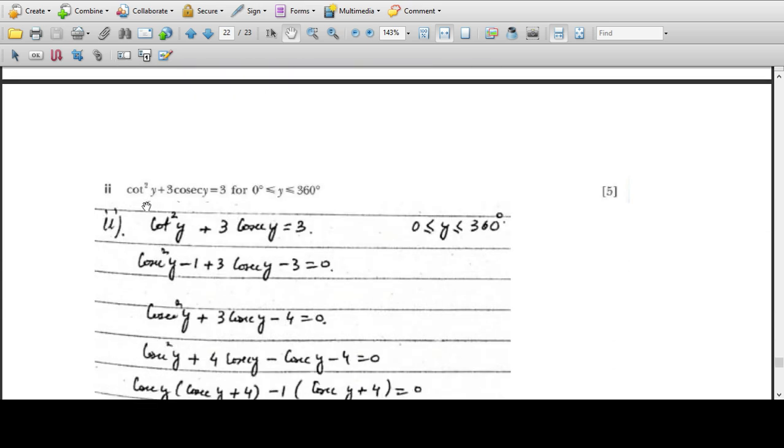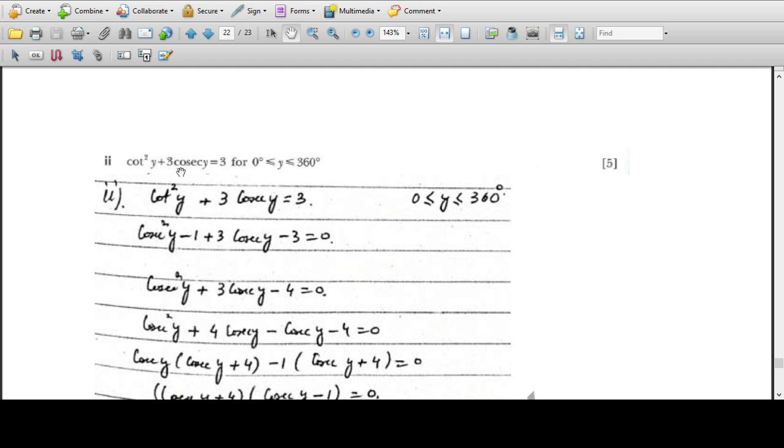In part 2 we have cot square y plus 3 cosec x cosec y is equal to 3, for 0 to 360 degrees. So we write cot square y in terms of cosec square y minus 1, plus 3 cosec y minus 3 is equal to 0. And now we can write it down by simplification. We got this. Now we can factorize it.